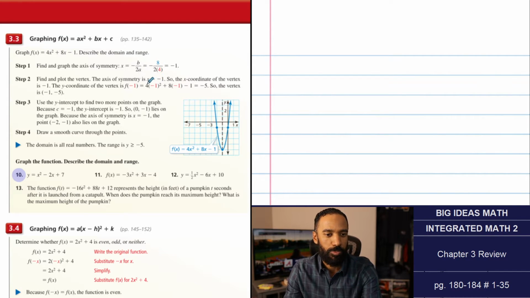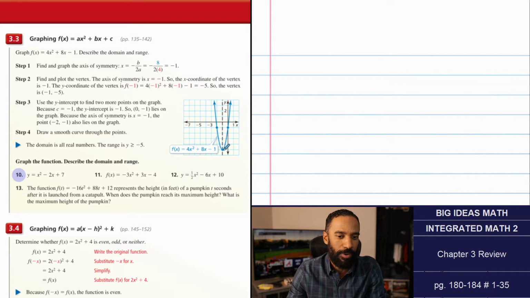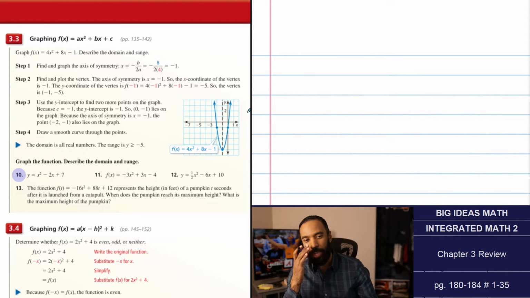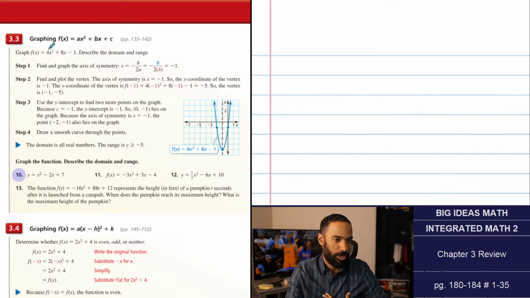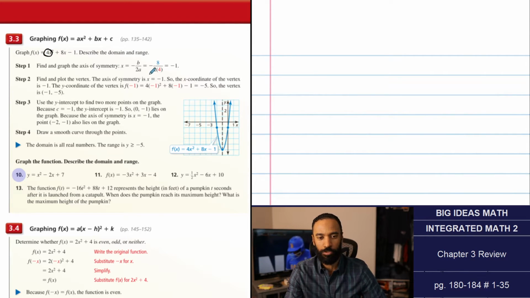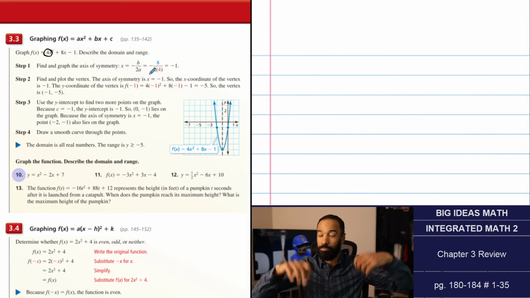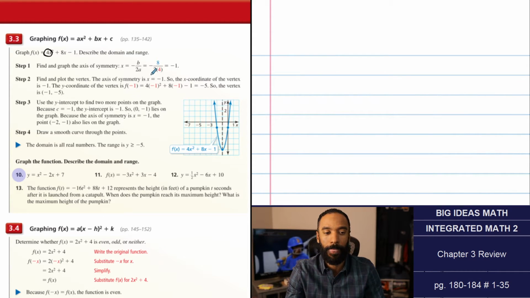So find and plot the vertex. When we plug in negative 1, we get negative 5 out, and so they plot the vertex here at negative 1, negative 5. Now from there, I'm privy to using the stretch factor personally. I'm going to use that. Stretch factor is 4, over 1 up 4, over 2 up 16, things like that if I can fit them.